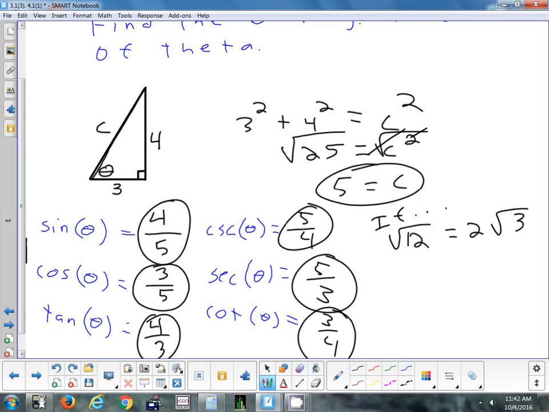Now in this problem, I figured out a lot of different things. I figured out the hypotenuse, and I figured out all 6 of these trig functions. Anybody see something that I didn't figure out in this problem? The angle. I didn't find out how big this angle was. That part will be tomorrow. Any one of these 6 pieces of information is enough for me to figure out the angle, but we'll save that for tomorrow. Any questions on that? Okay, so that's finding the 6 trig functions.